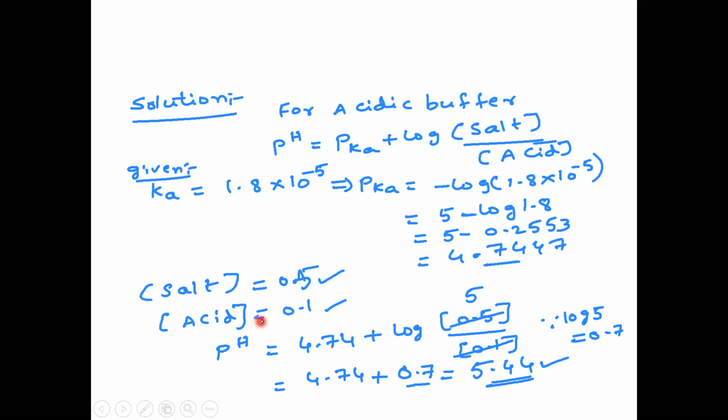Whenever a problem is given to you, please note down the problem, then you see the solution. It will be easy for you to understand. So pH is equal to 4.74 plus log 5. Log 5 value is 0.6989 exactly, so we can round it up to 0.7. So 4.74 plus 0.7 is equal to 5.54. So I hope it is clear. Please note down the solution also. Next question.